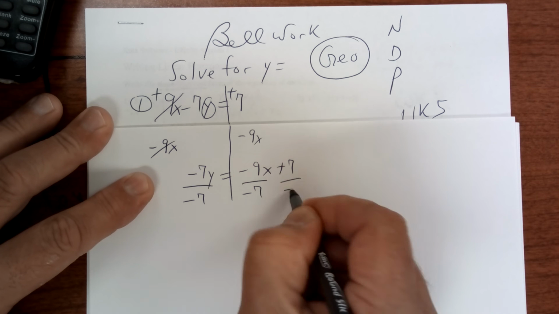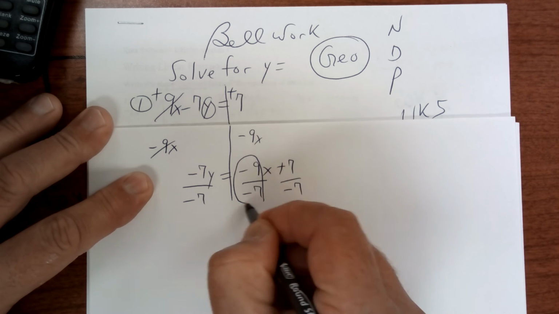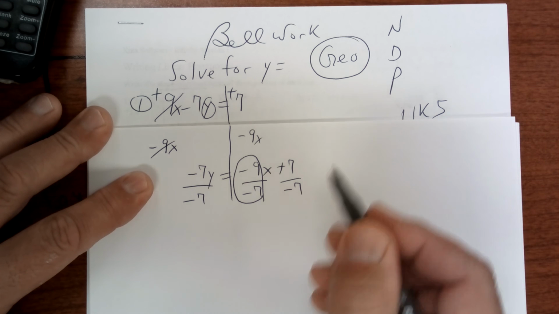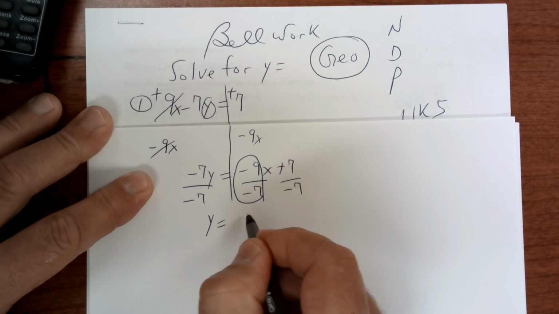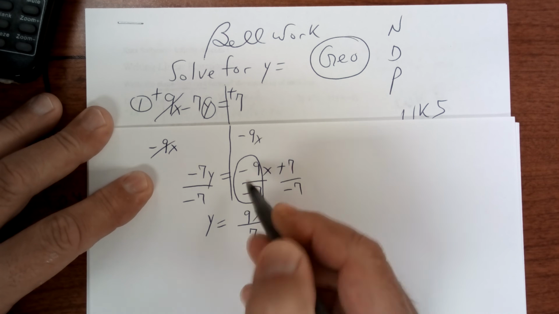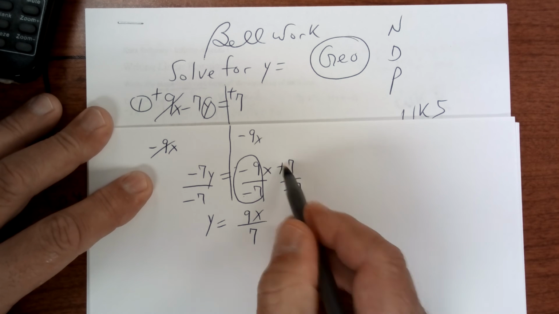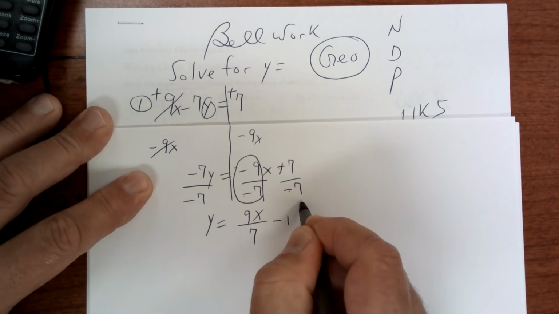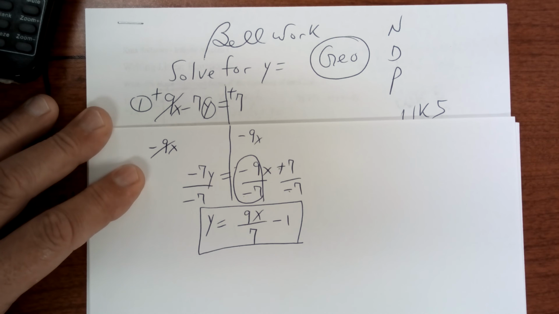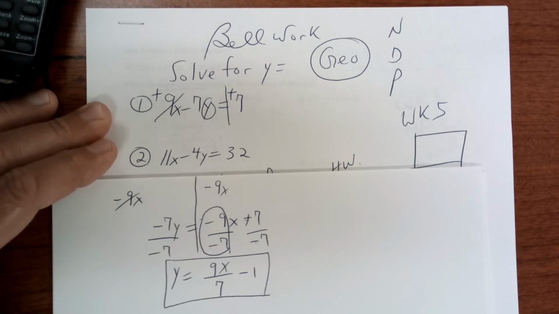And when you do, that's your slope. Okay? So the answer is going to be y equals 9x over 7. Two negatives make a positive. One negative makes a negative. And there it is. And there we go. It's called slope-intercept form.